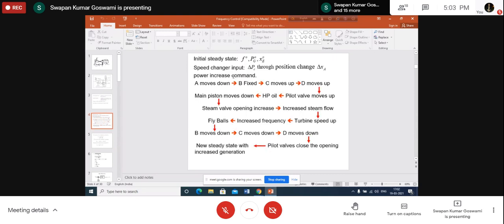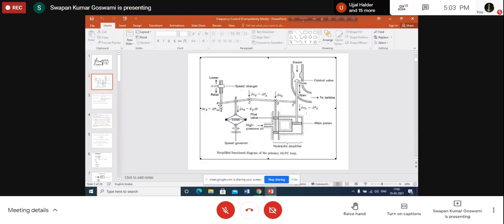So why is the position of A changed? Because you want to give a power increase or power decrease command. How much the power will be changed, we shall know from how much movement, and that obviously will be known from the calibration of this. But what is the main purpose? You are changing the position of A here, and as a result, we are giving a power increase command.